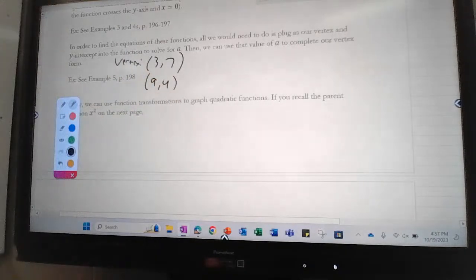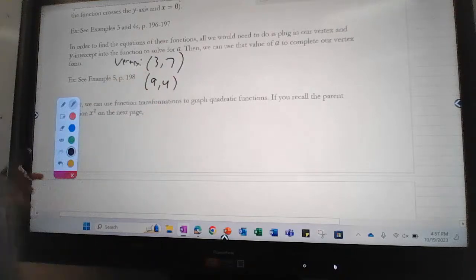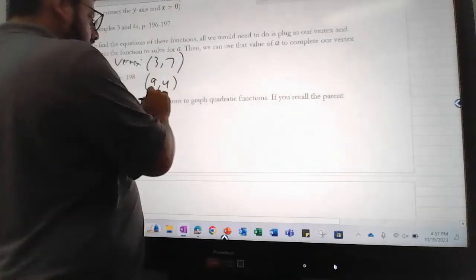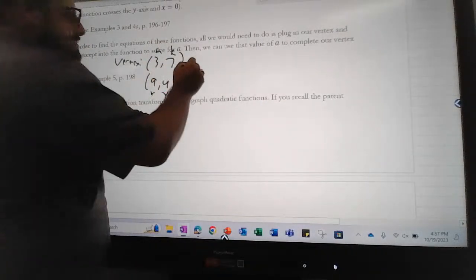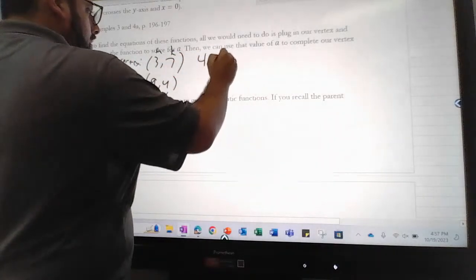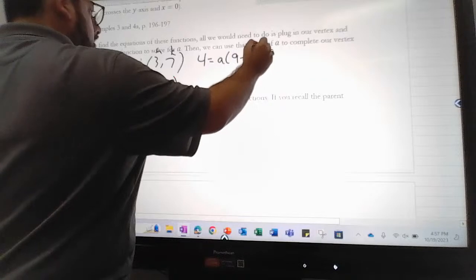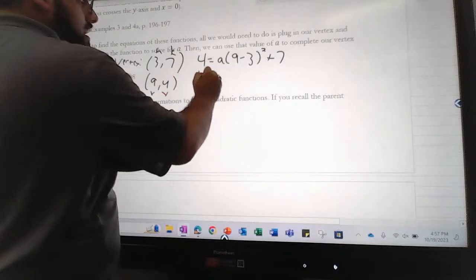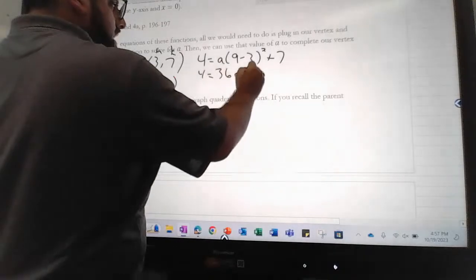Well, using the vertex form, this would be my h and k. This would be my x and y. All I would need is to find the value of a to complete that vertex form. So if I substitute this for x and y and this for h and k, I can go ahead and find that equation. So 4, that's the y value, equals a times 9 minus 3 squared plus 7. So 9 minus 3 is 6. 6 squared is 36. So that's 36a plus 7.